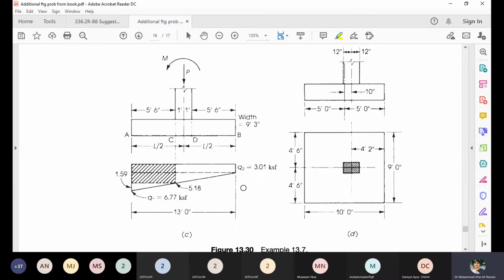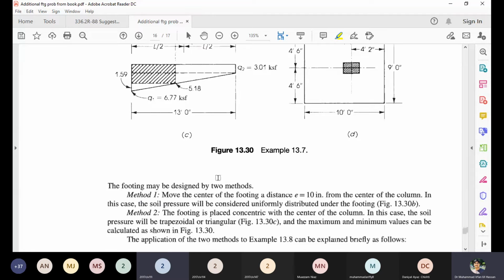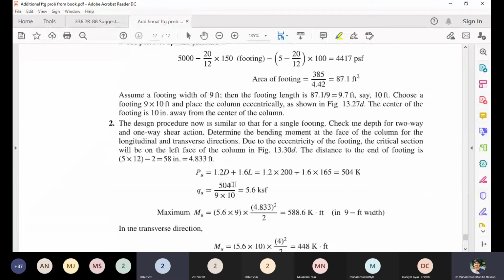So there is a trapezoidal pressure. When there is a trapezoidal pressure, you have to consider that load, not the UDL, and you can convert the load into the UDL and the uniformly varying load, the triangular load. You can convert that. So in that case, you can design that load.